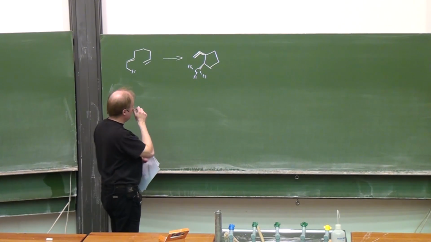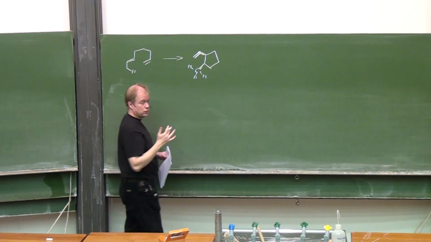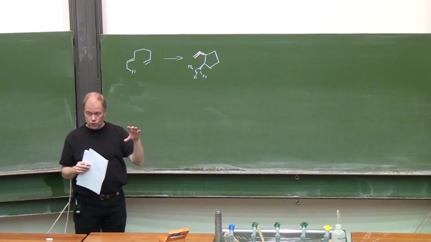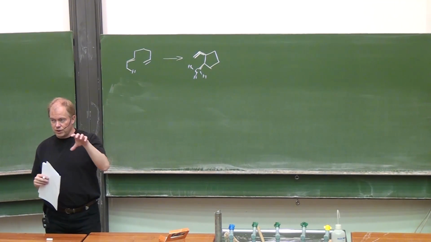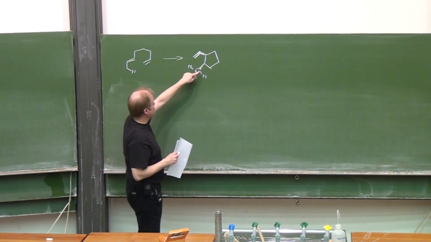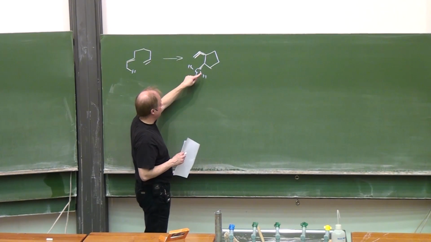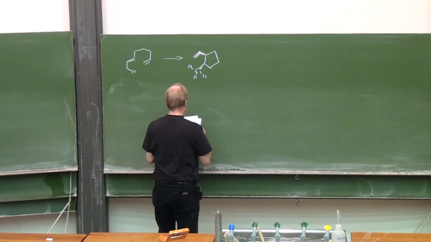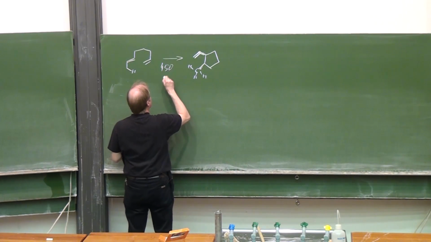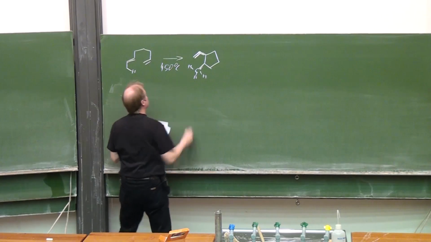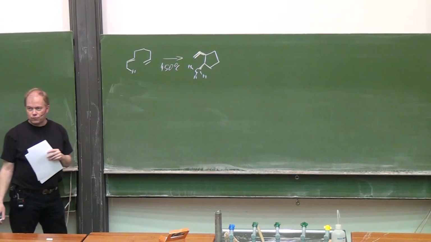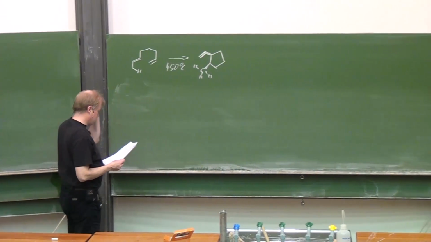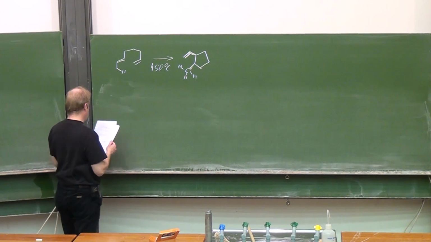And what we learn is that as this is a concerted process, the groups are transferred from the same side to the same side of the olefin. So that means that we will have a cis product in the end, selectively. Unfortunately, in this case we need a rather high temperature, 450 degrees. There are examples where we have a lower temperature.